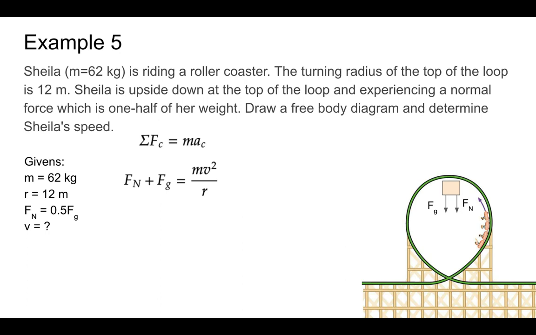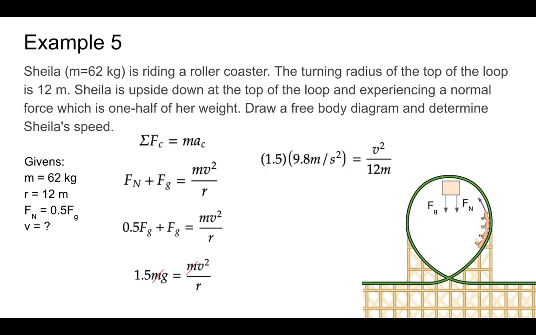Now, normal force in this case we know is equal to 1/2 of her weight. So I'm just going to plug in 0.5 times force of gravity in for normal force. And so we end up getting 0.5 Fg plus 1 Fg. So that just becomes 1.5 times mass times acceleration of gravity, because that's what Fg is. Our weight is just mass times acceleration of gravity. And here, mass actually cancels out. So her mass actually doesn't really matter.